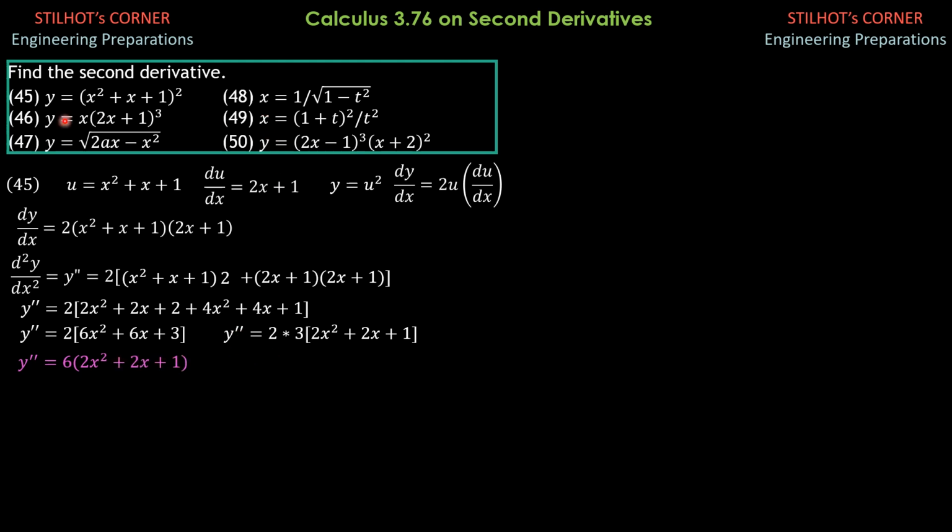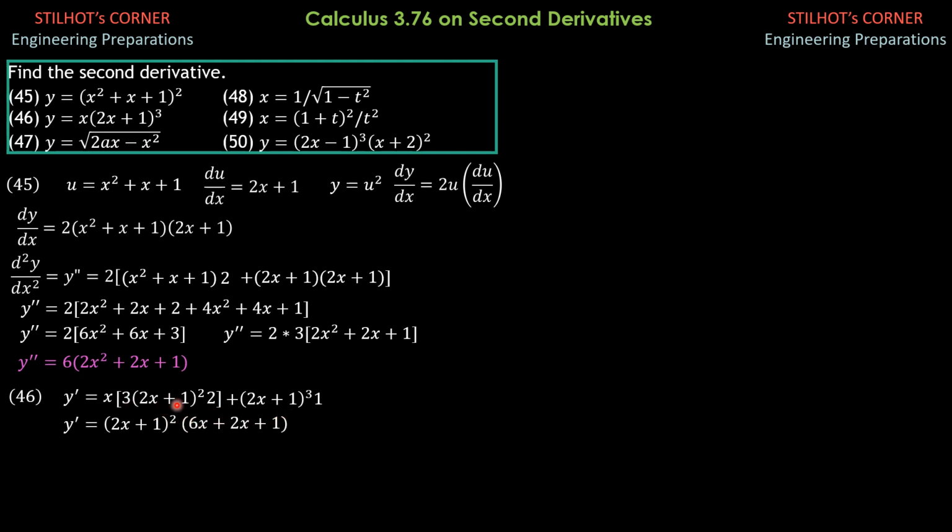So let's proceed to number 46. This is derivative of product. So y prime equals first x, derivative of second 3 times quantity 2x plus 1 squared times 2, then plus second, quantity 2x plus 1 cubed times 1. So we factor out the common factor, which is 2x plus 1 squared. So y prime is 2x plus 1 squared, then times quantity 6x and quantity 2x plus 1.